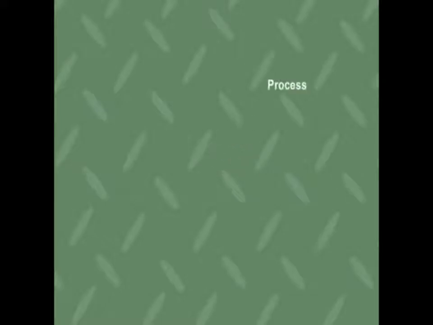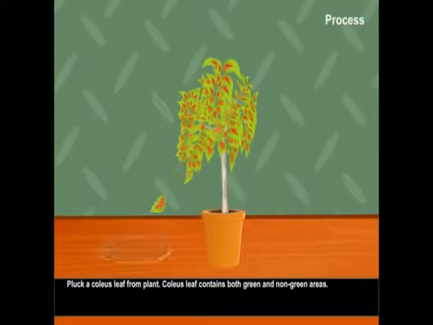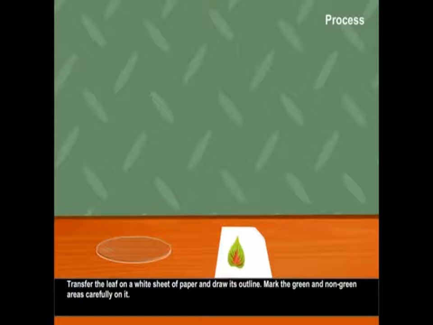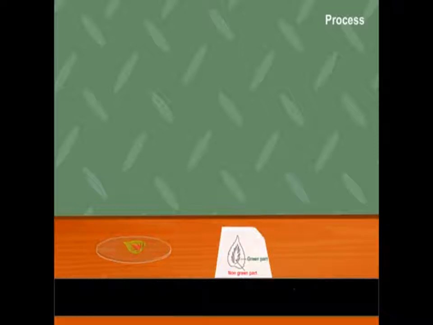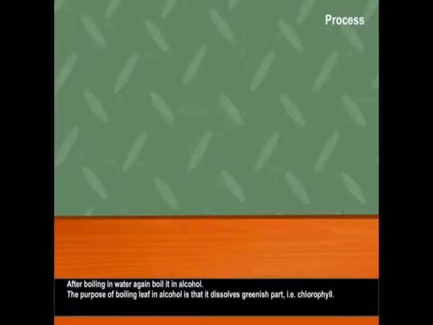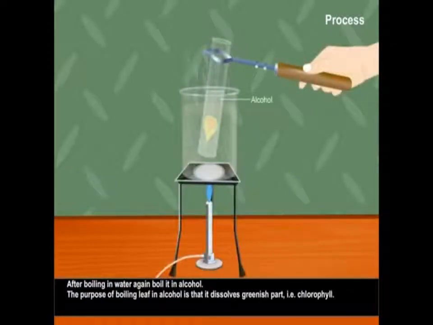To show that chlorophyll is necessary for photosynthesis. Process. Pluck a coleus leaf from plant. Coleus leaf contains both green and non-green areas. Transfer the leaf on a white sheet of paper and draw its outline. Mark the green and non-green areas carefully on it. Now boil this leaf in water to kill it. After boiling in water, again boil it in alcohol.